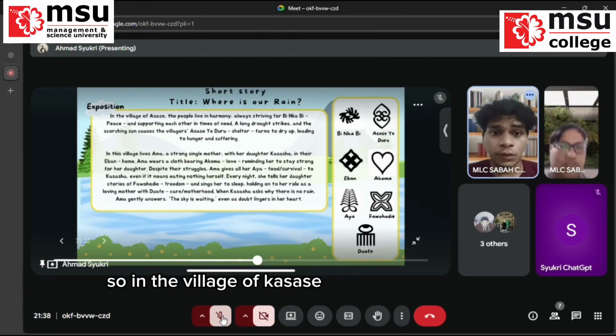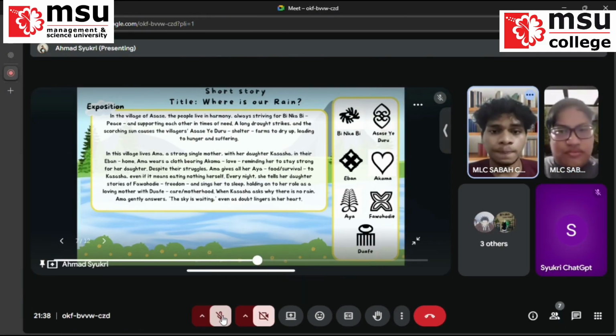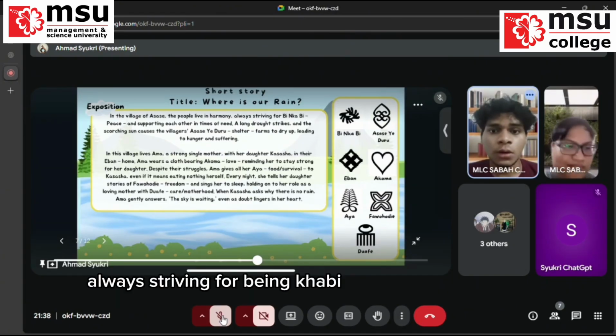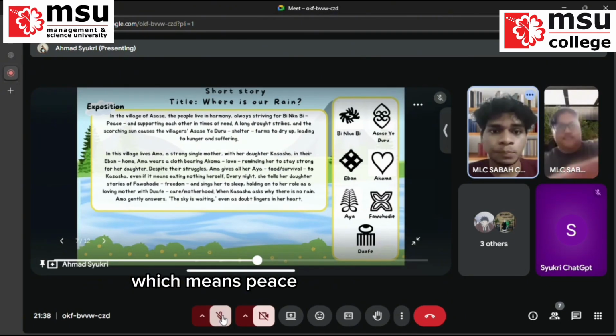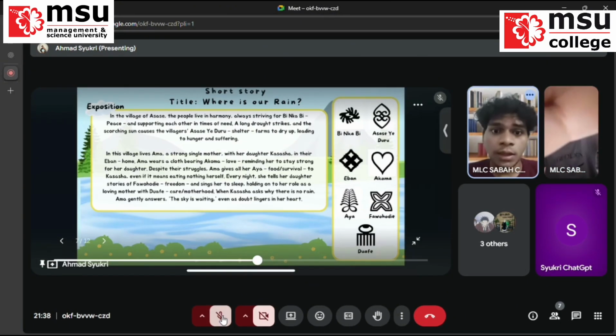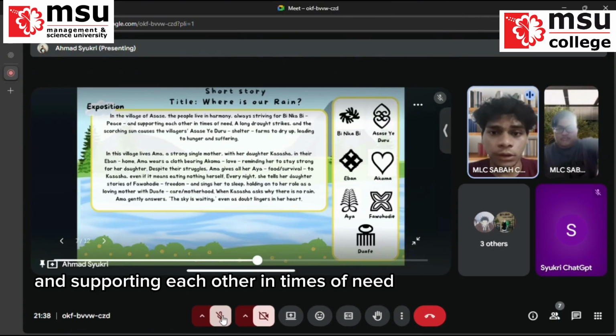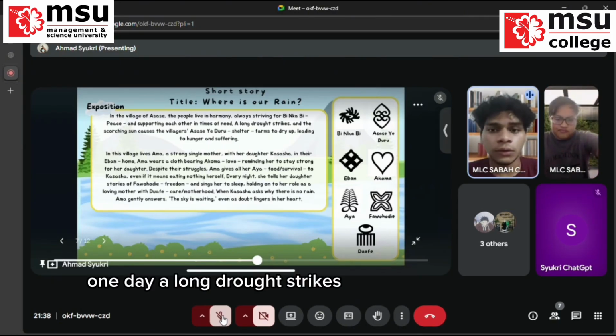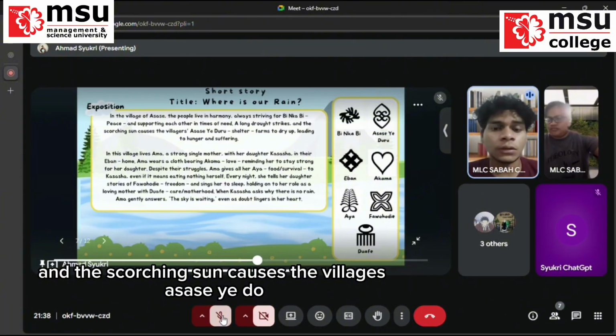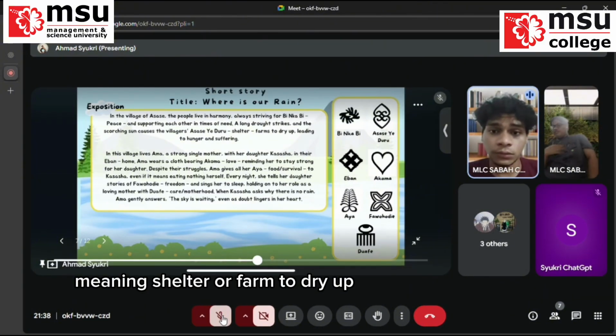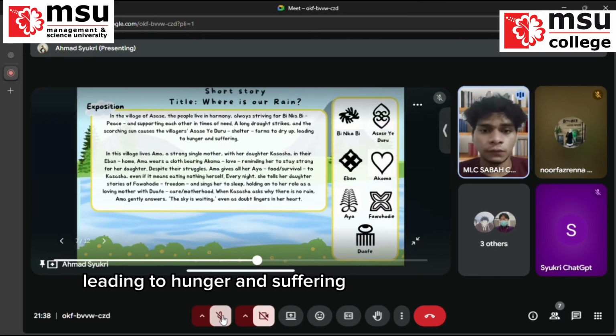In the village of Kasase, the people live in harmony, always striving for Bin Nka Bi, which means peace, and supporting each other in times of need. One day, a long drought strikes, and the scorching sun causes the village's Asase Yaa, meaning earth or farm, to dry up, leading to hunger and suffering.